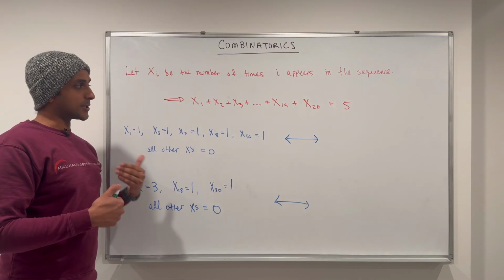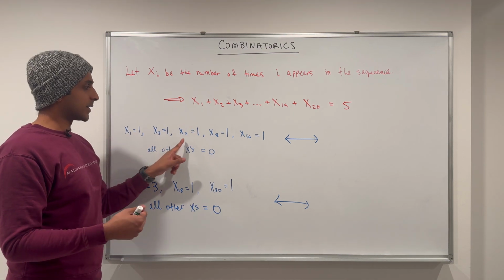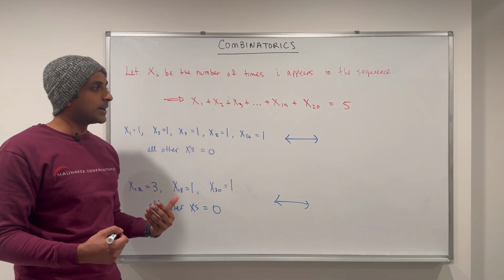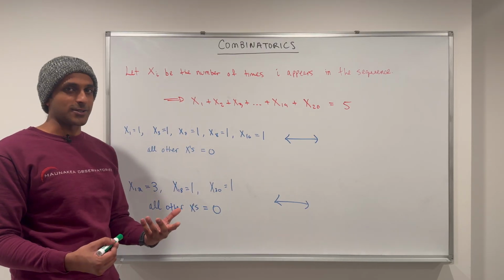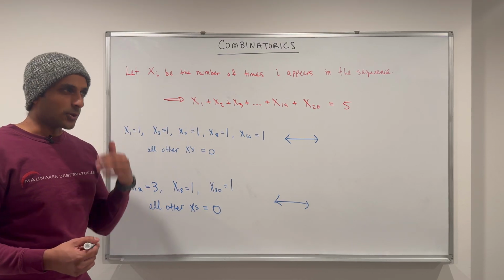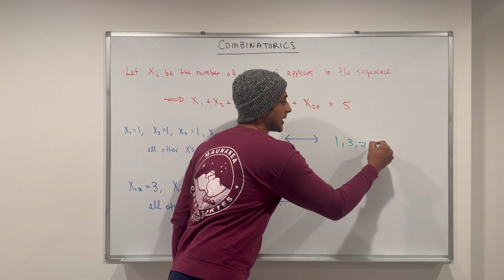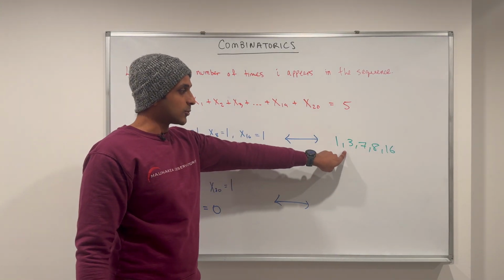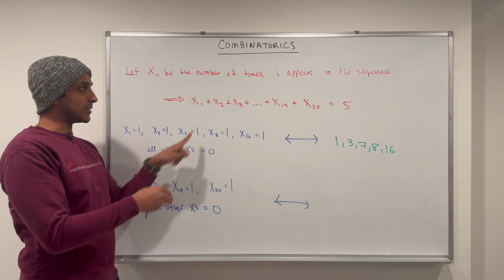So let's think about a particular solution to this equation. x1 equals 1, x3 equals 1, x7 equals 1, x8 equals 1, x16 equals 1, and all the other x's are equal to 0. How many non-decreasing die roll sequences does that solution correspond to? Well, if you roll a 1, 3, 7, 8, and 16, the only way of rolling those numbers in a non-decreasing way is 1, 3, 7, 8, 16 in that order. And similarly, if I gave you the sequence 1, 3, 7, 8, 16, you could have mapped it back to this particular solution to this equation.